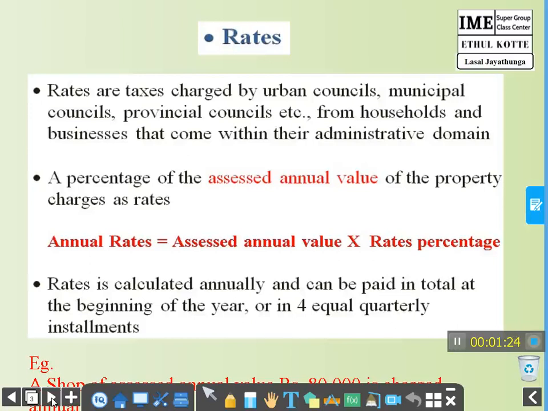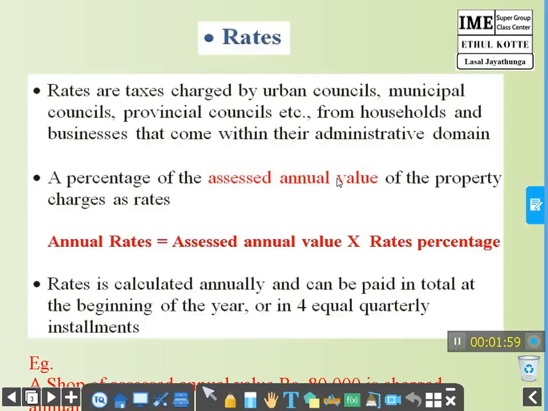Now, according to the value of that house or the business or the property, you have to pay a certain percentage of that value. That's why the second statement focuses on a percentage of the assessed annual value. When you think about a shop or a house or a building, there's a certain value for that building. From that value, a certain percentage you have to pay to the government. It is the amount called rates.